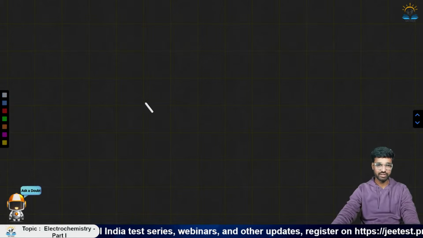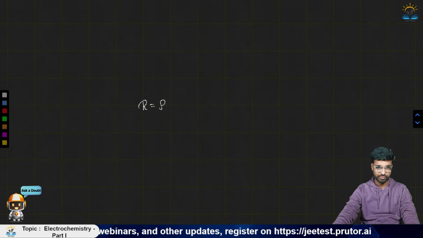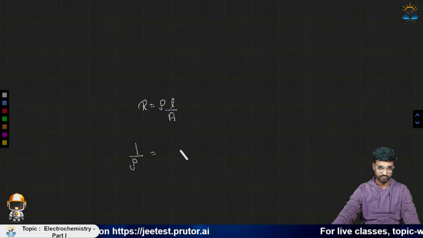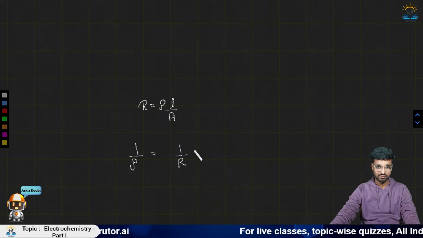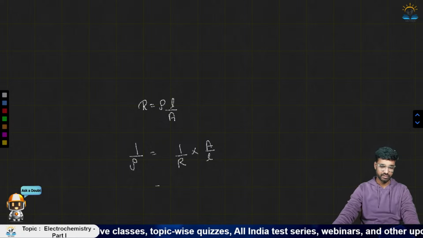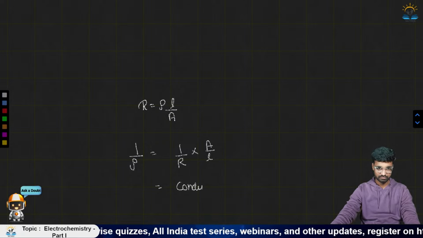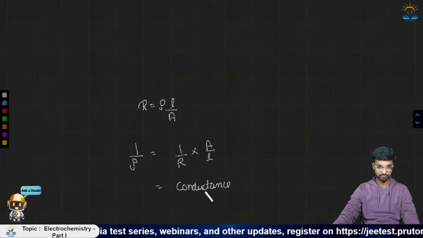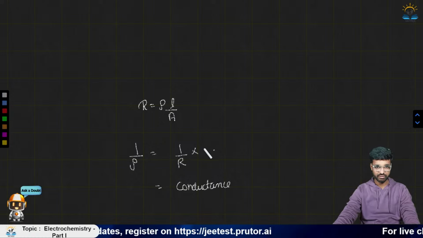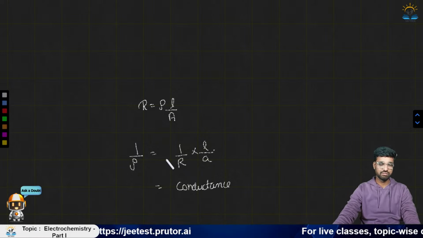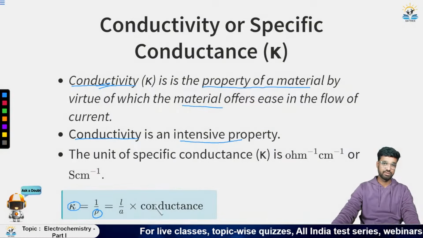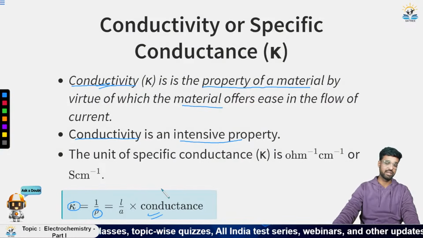Why? Because we know that R is equal to rho L by A. So if we calculate 1 by rho, it would be 1 by R into L by A. Now 1 by R is nothing but conductance. So 1 by rho will be L by A into conductance. So this will be the formula. In this way you can derive this formula, which will be conductance into L by A. The same thing is written here: L by A into conductance.